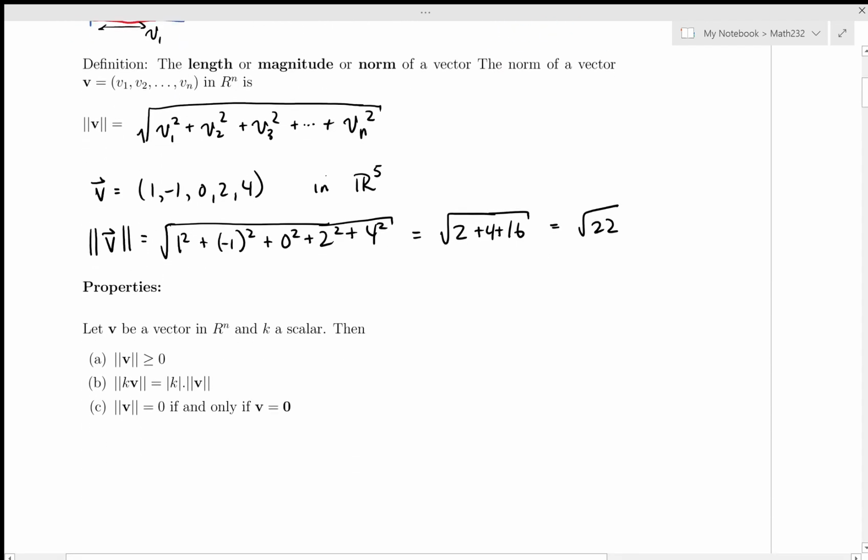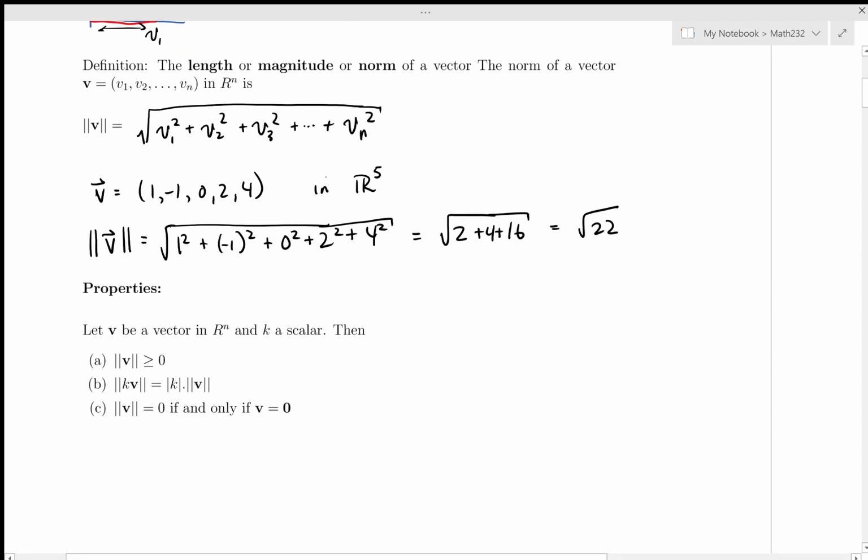There are some properties of the norm. We're taking a vector v in Rn and k a scalar, which is just a number, any number. The length is always greater than or equal to 0. The norm of a vector, the length of a vector, can't be negative. You don't have the concept of a negative length. Your vector is always of length greater than or equal to 0, and in fact the norm of v is equal to 0 only when v is the 0 vector.